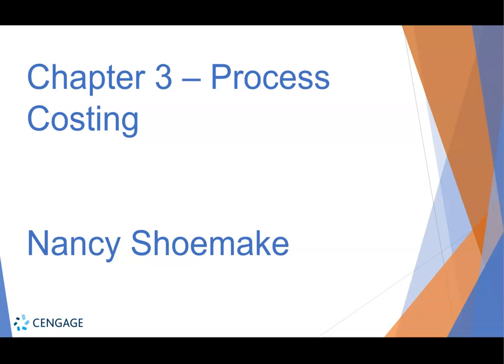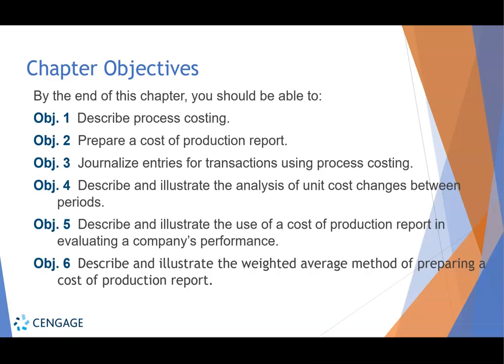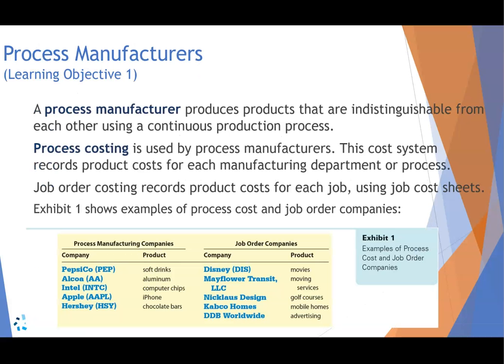This is Cengage Managerial Accounting, and we are in Chapter 3 this week, where we will look at process costing. Now, the previous week, we talked about job order costing, how the costs are accumulated by the job that is being completed. With process costing, we handle it quite differently.